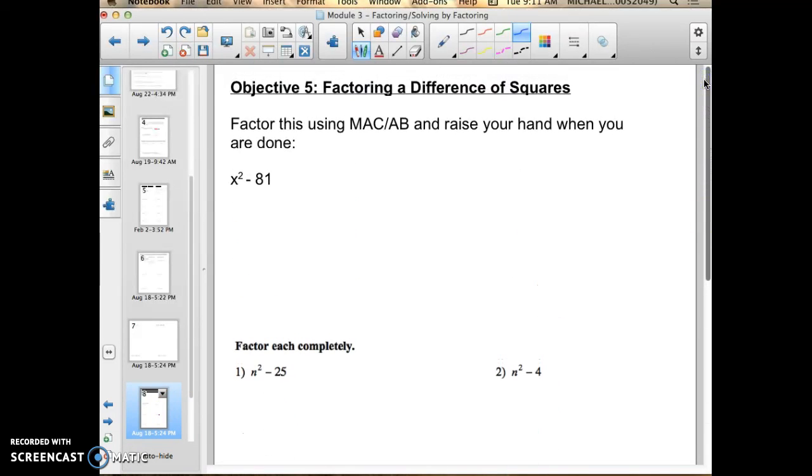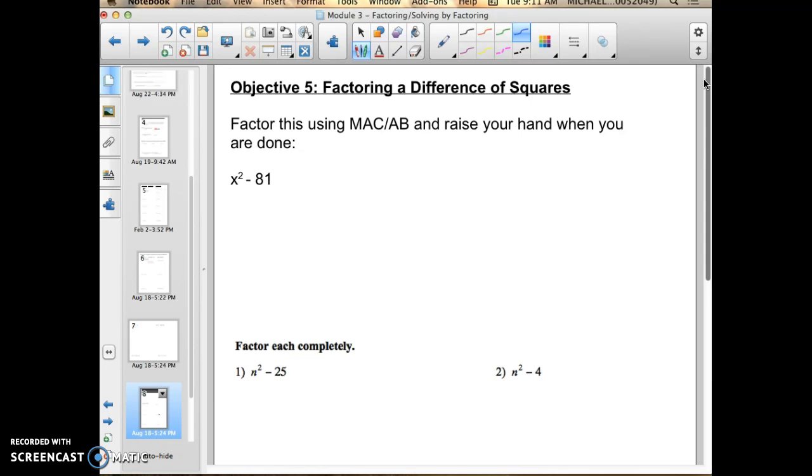Objective 5, in Part 1, Module 3. This is the fifth and final objective in Part 1. It's called Factoring a Difference of Squares. So by the end of this video, you should be able to recognize these special cases that exist and use the strategy I'm about to show you to factor them.